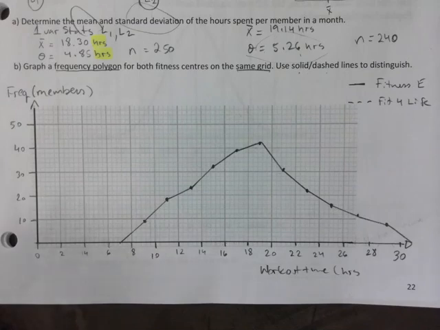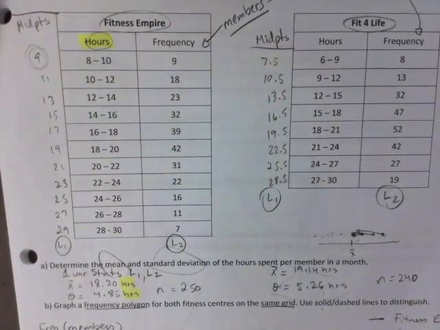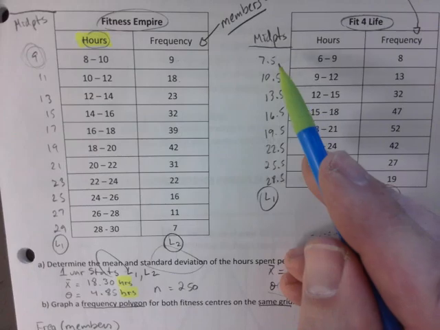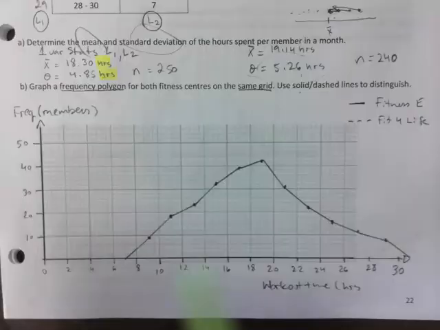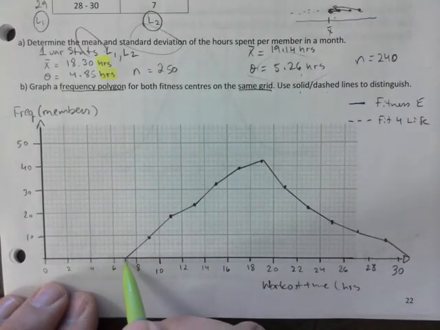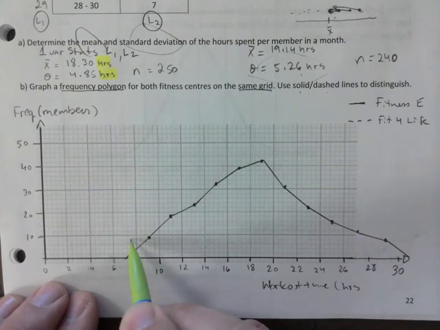And then you do the same thing for Fit for Life. If you look at Fit for Life, what is our first midpoint there? I'm just going to go up once. 7.5, right? See that? 7.5 hours. We've got 8 members working out 7.5 hours on average. So you go to 7.5. This would be 7. This is 7.5 right there. And we've got 8.